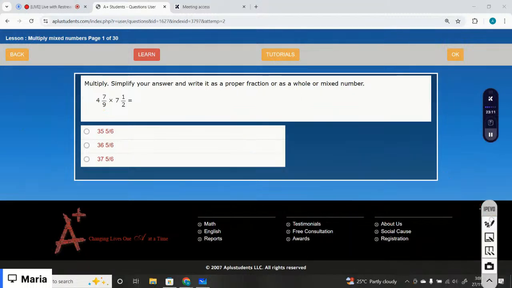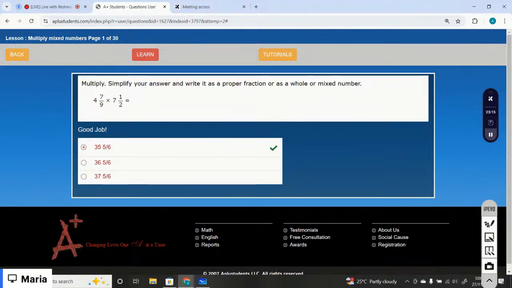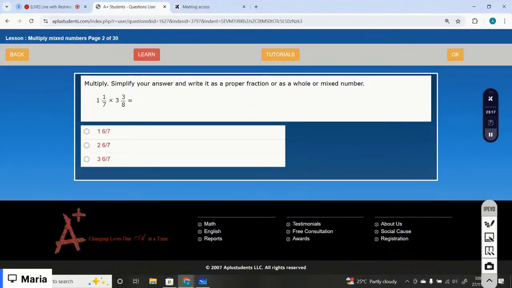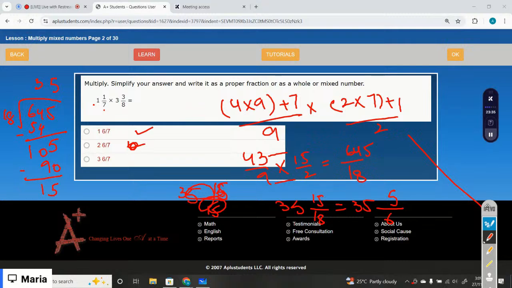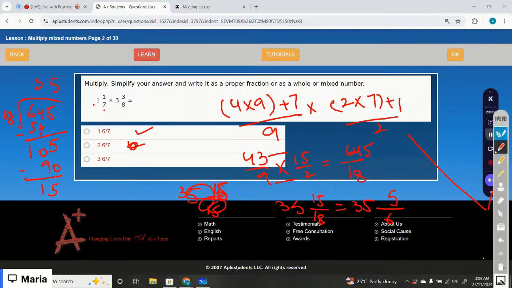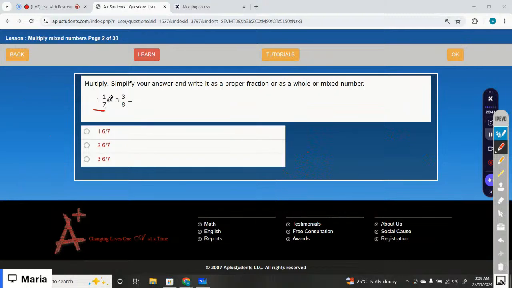Okay, so let's just start with the next question. The next one is 1 whole 1 by 7 times 3 whole 3 by 8. They are a bit long, but they are easy, right? The important thing you need to learn here is how do we convert them to improper fractions, right? And then you know that when we multiply the fractions, we have to do numerator times numerator and denominator times denominator. Got it? So let's just convert this one.